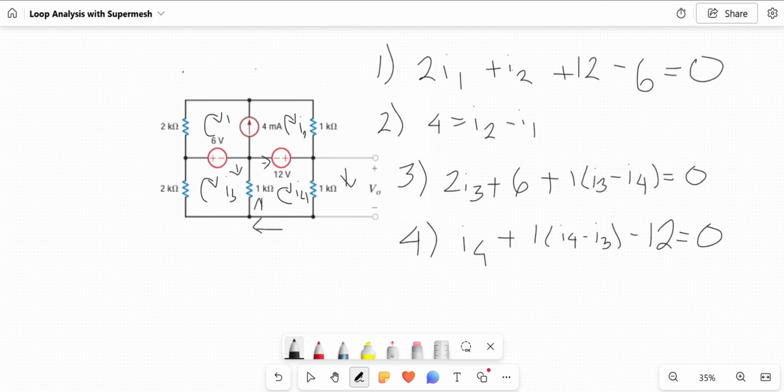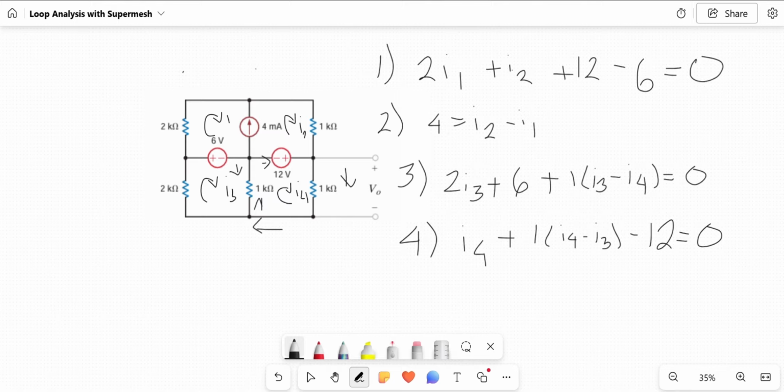And remember, since we have 4 unknowns, I1, I2, I3, and I4, we need to have 4 equations, which we do over here. If you don't have 4 equations and you have 4 unknowns, then you're doing something wrong. You always need to have the same amount of equations as unknowns.